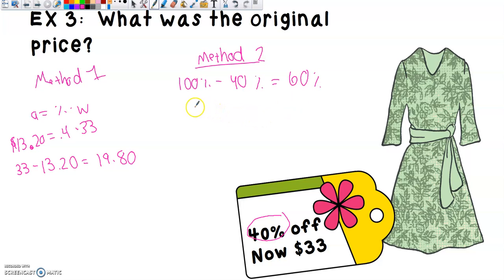Then we will use our percent equation. A equals percent times the whole. So my percent becomes 0.6, or I could say 0.60, either way, equals the whole, times the whole, which is 33. And that should give me my part, so 0.6 times 33, and I have 19.80. So again, I hope you can see how much faster this second method is, but you can use either method.